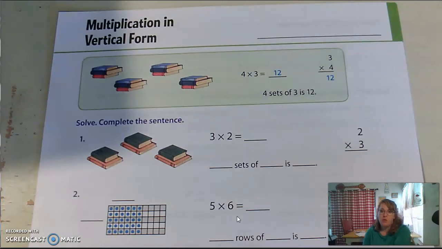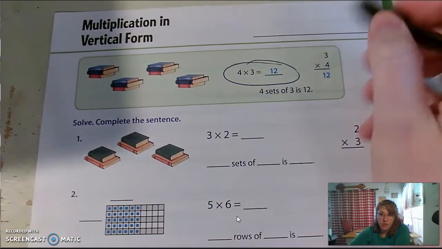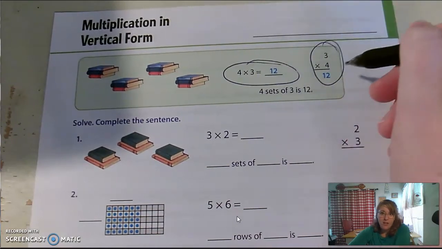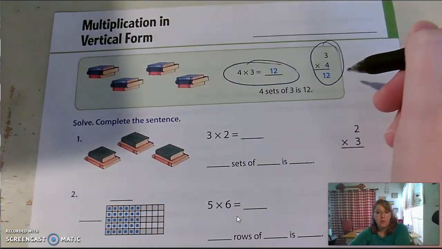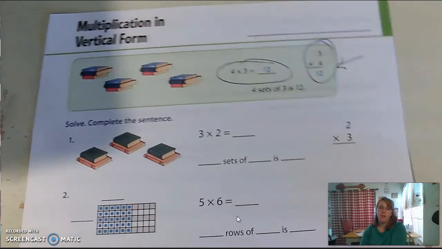Multiplication in vertical form. So instead of writing it horizontally like we've been doing, we're going to write it up and down. This is how you're going to see it probably for the rest of your life. So just get used to seeing it up and down like this, okay?